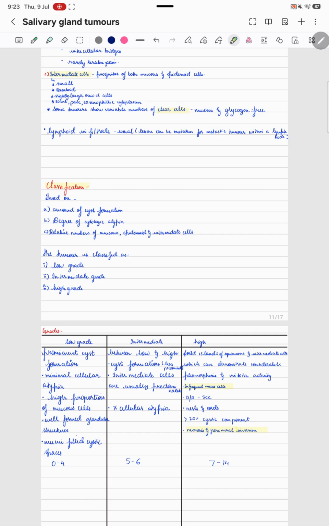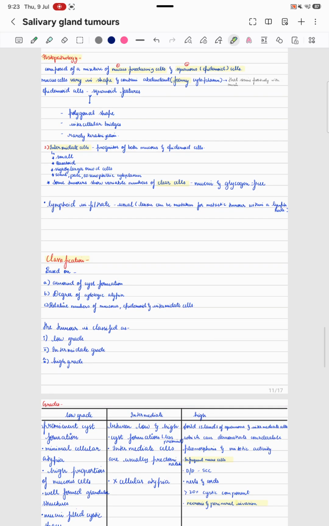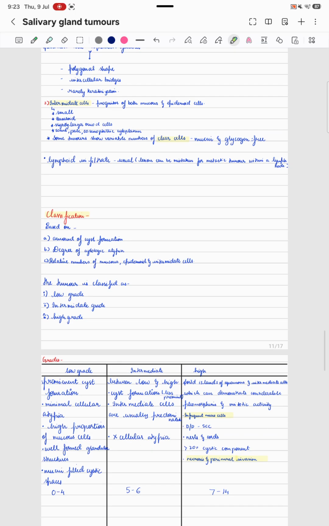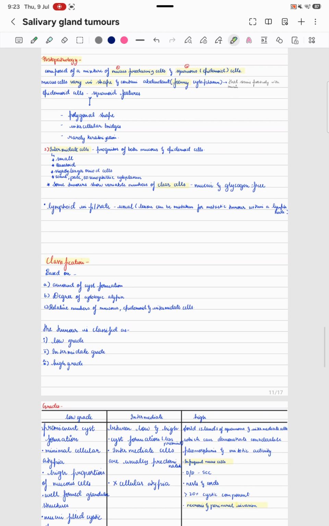Their cytoplasm is scant, pale, eosinophilic. Okay, and they are slightly ovoid. They could be large. Some tumors show variable numbers of clear cells, and mucin and glycogen free. So clear cells are mucin free, glycogen free. Intermediate cells are progenitor for mucous and epidermoid cells. They are basaloid, large, oval, and have scanty, pale cytoplasm, and lymphoid infiltration is usually seen. Okay, the lesion can be mistaken for a metastasizing tumor within a lymph node as well.